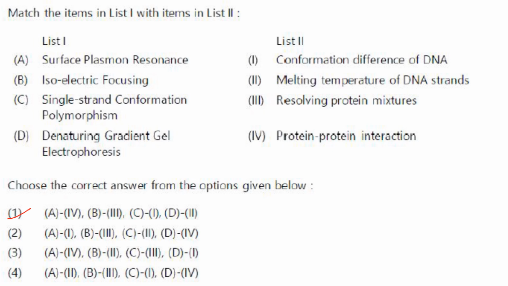So here, if GC is triple bonded and AT is double bonded, GC will separate at different denaturing conditions and AT will separate at different denaturing conditions, and depending on the amount of GC and AT, the separation will also be different. It is used to detect DNA mutation and heteroduplex analysis. So the answer here is option 1, A4, B3, C1, D2.